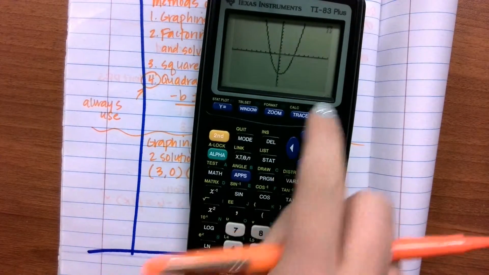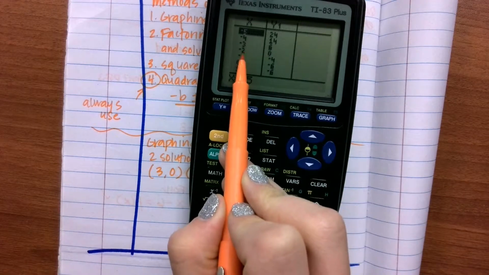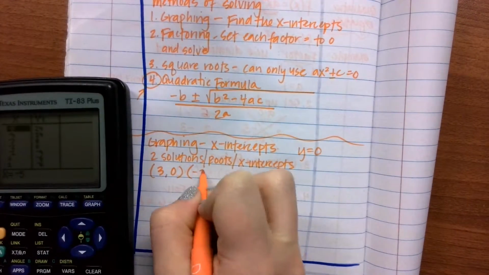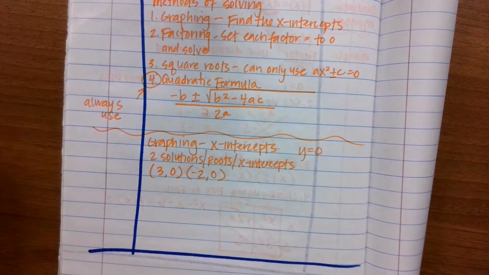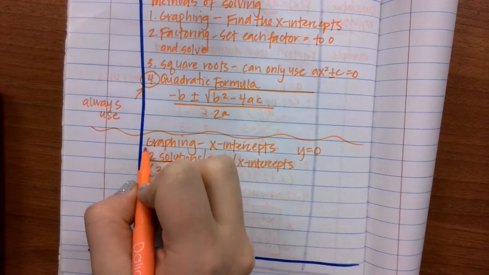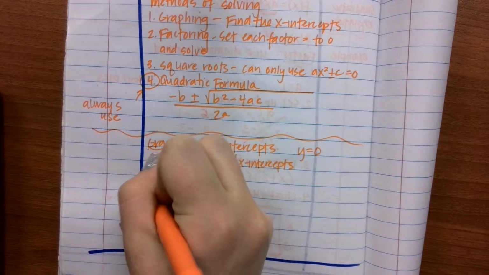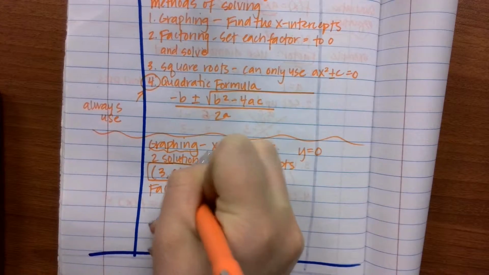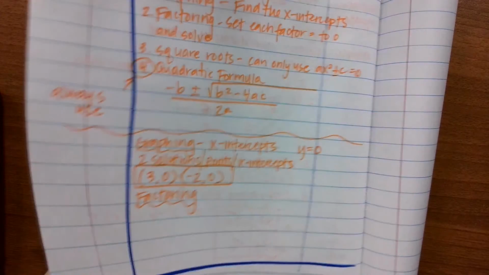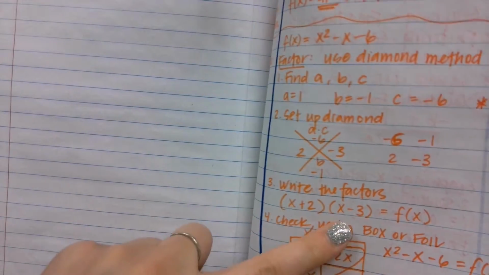So I'm going to go back to my table. I need to go into the negative values for x. Now I see that my other solution is negative 2. Those would be my solutions when I graph. What about factoring? Now we already found the factors over here on the other side, x plus 2 and x minus 3.